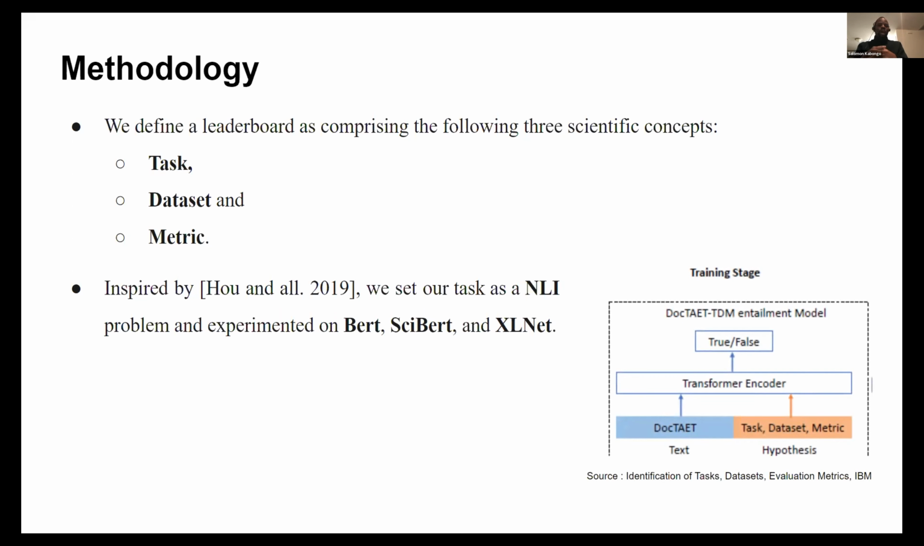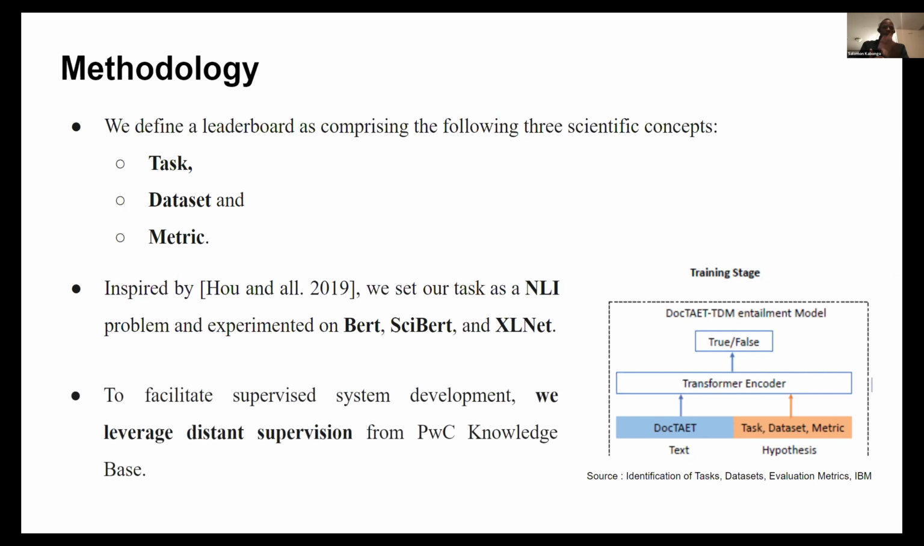As input, we have ground truth information like task, dataset, and metric, and we have a customized summarization of a full paper. We have the content of the full paper that we extract with GROBID, which I will talk about a little in the next slide. With these two pieces of information, we learn a signal of whether a certain leaderboard combination can be extracted from the given DocTAET.